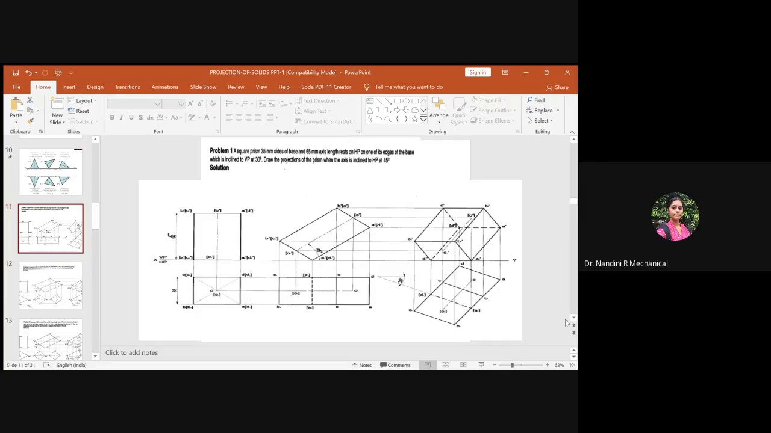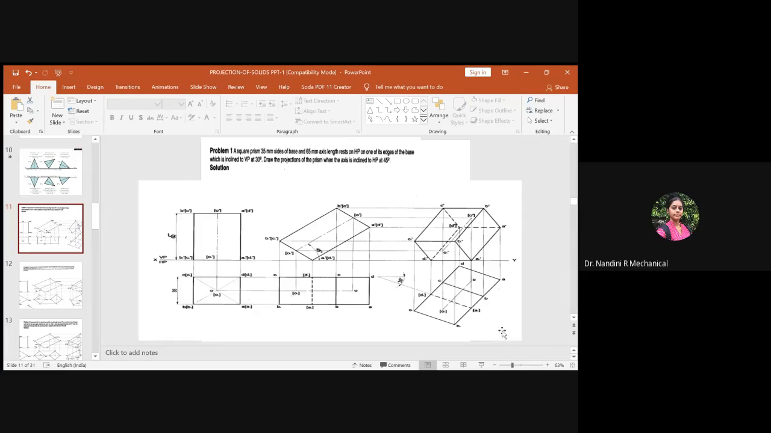and understand the procedure of how you do it. For all the problems, the assumption is the same. For the first stage, you will assume the axis to be perpendicular. For the second stage, you take the axis inclined to HP with respect to the given question, and for the third, you take the axis inclined to VP.